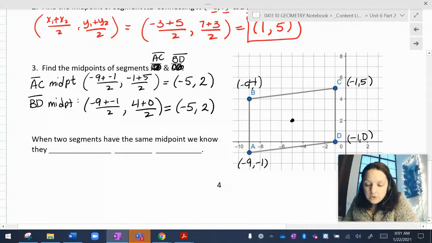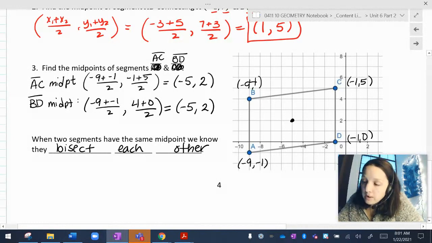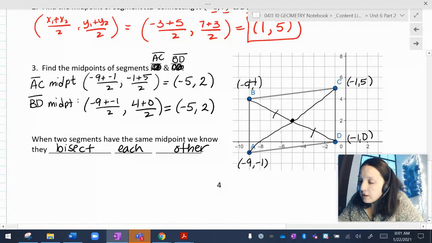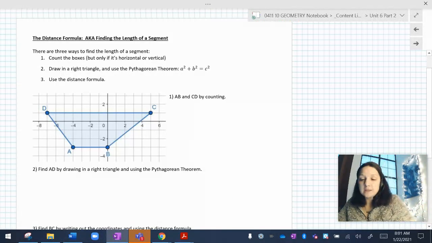What does that mean when two segments have the same midpoint? We know that they bisect each other. So I now know that AC and BD cut each other in half. Whoops, too many lines. There we go. Ta-da! All right, so there's the review. There's slope and midpoint. Now let's get to the new stuff.